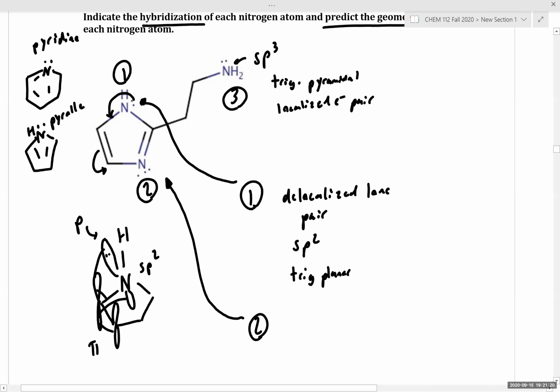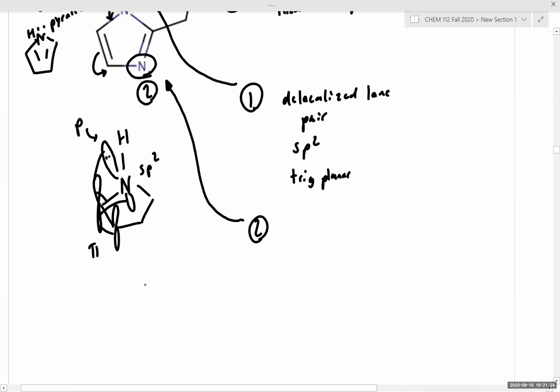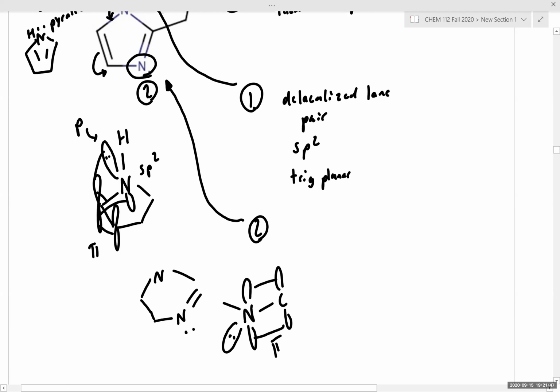So, if we look at this nitrogen here, this is a typical pyridine nitrogen. Why do I say that? What's the basis for that? Well, this nitrogen is forming two single bonds and one double bond. So as we discussed, this nitrogen is using a p orbital to form a pi bond. So then, what orbital is this lone pair located in? Is it located in a p orbital or a hybrid orbital? What do we think?